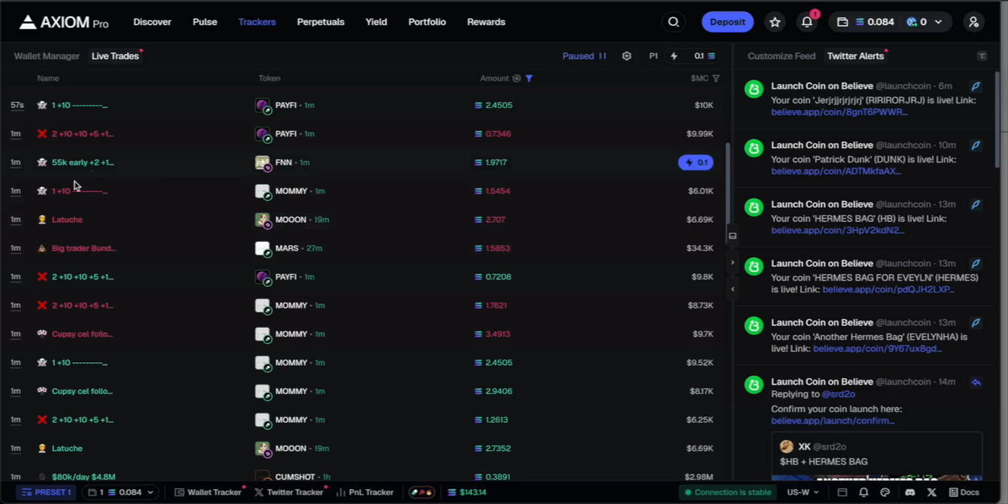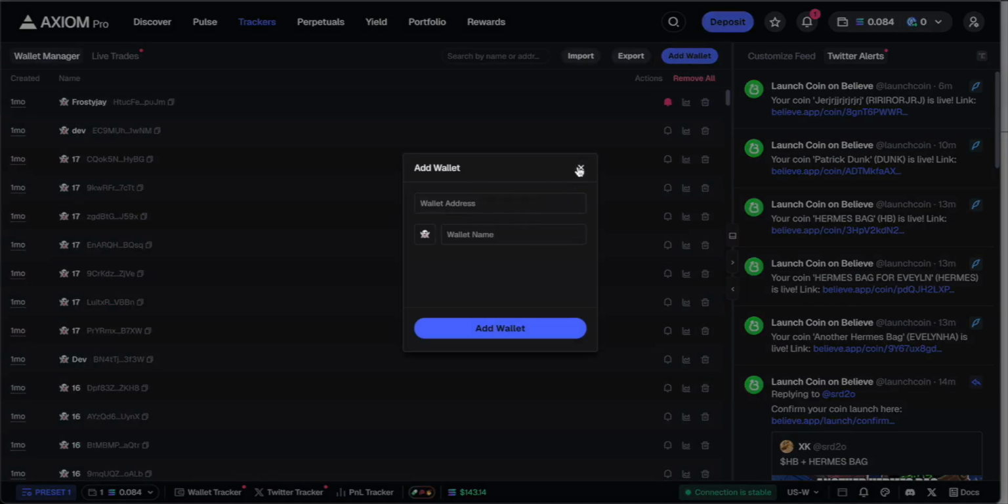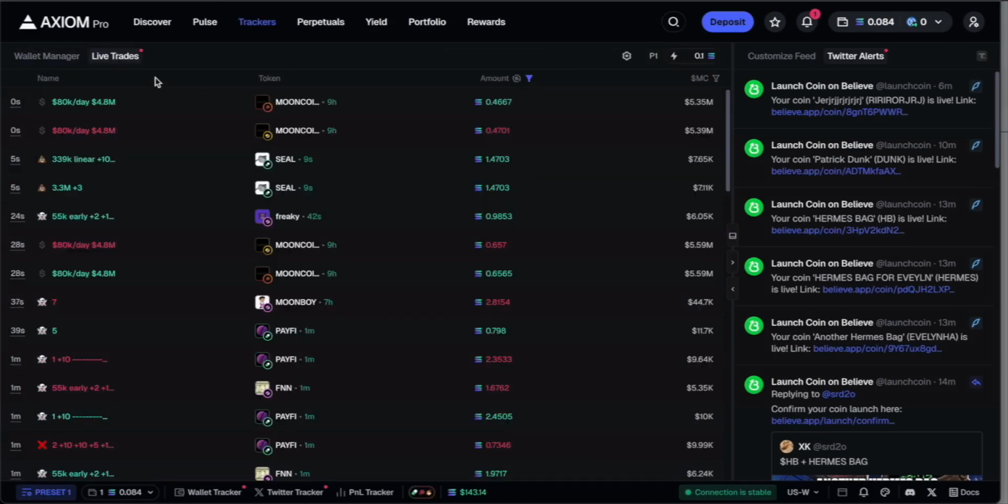So you put all their addresses in the wallet manager. You can add a wallet, then put their wallet address in and a name. Then you go back to live trades, and you'll get all of their trades live here.